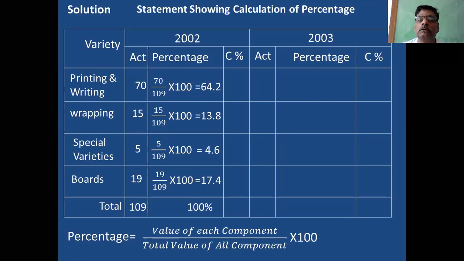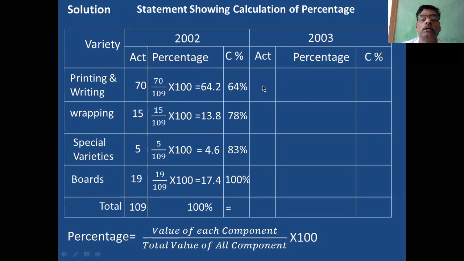Total is 100%. Now you calculate the cumulative percentage. 64.2 first is nearly 64. 64 plus 13, nearly take 14. 64 plus 14 is equal to 78. 78 plus 5, nearly 83. 83 plus 17, nearly it is 100. Cumulative is tally. Like this you calculate the second also.